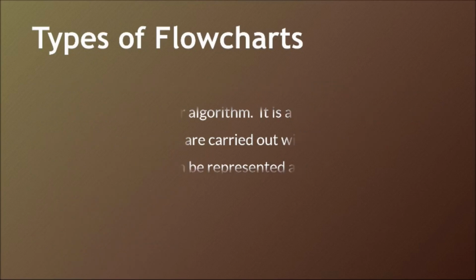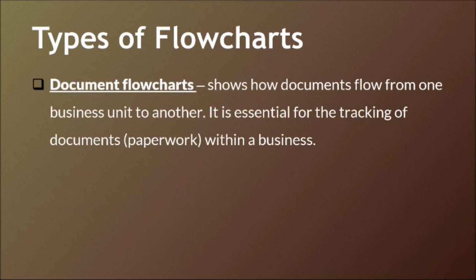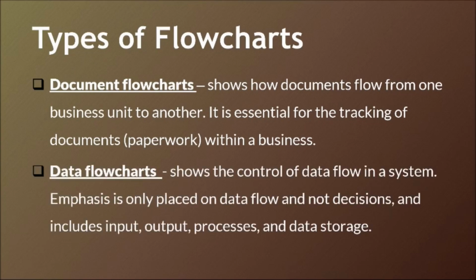Document flowcharts are used to show how documents flow from one section of a business to another. It is essential for tracking documents, including paperwork, within a business. Data flowcharts are used to show the sequence of data flow within a system. It emphasizes data flow with little to no focus on decisions made. Areas of focus include input, output, processes, and data storage.